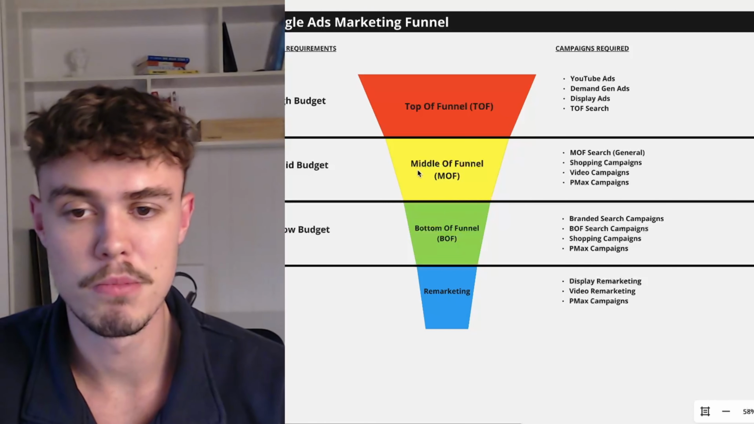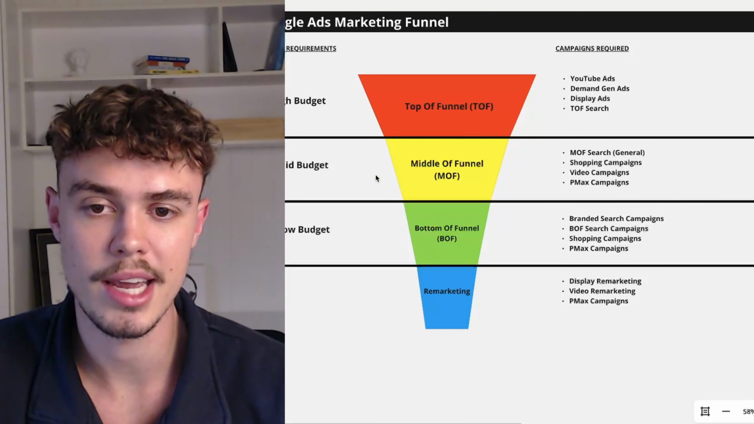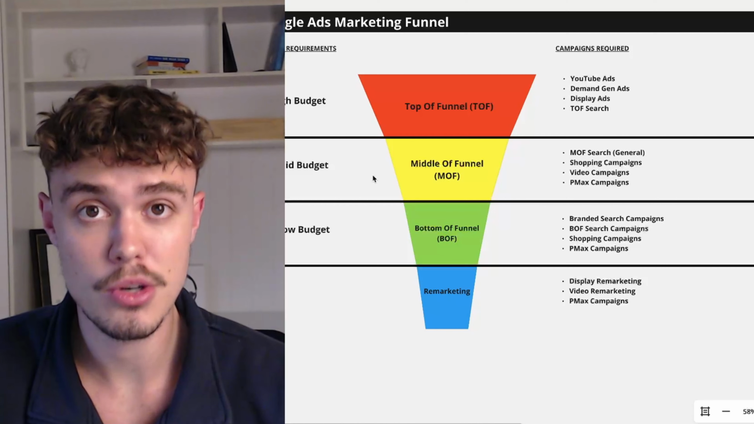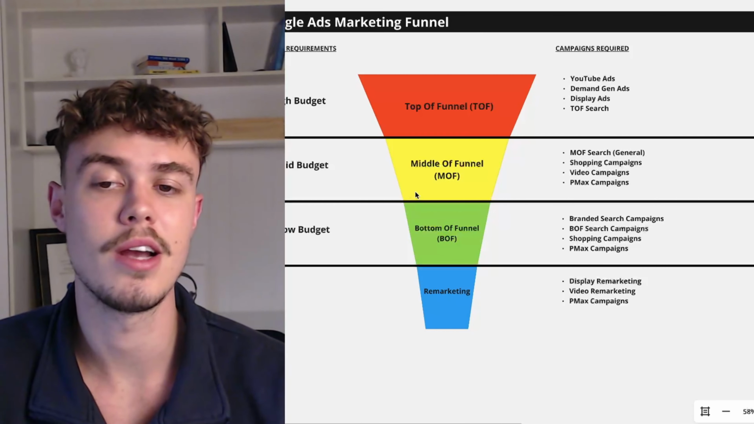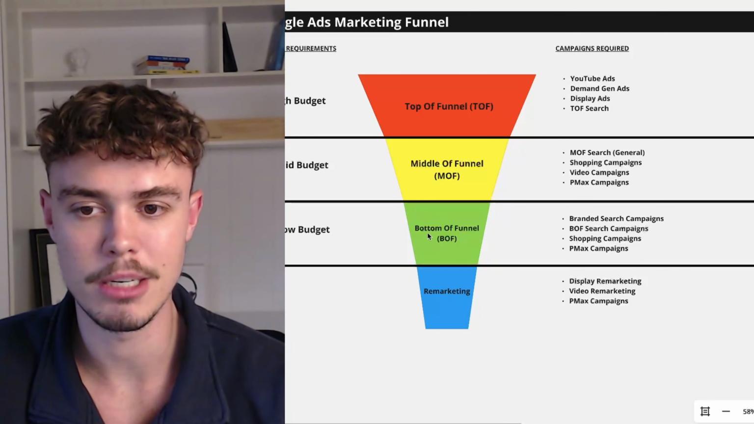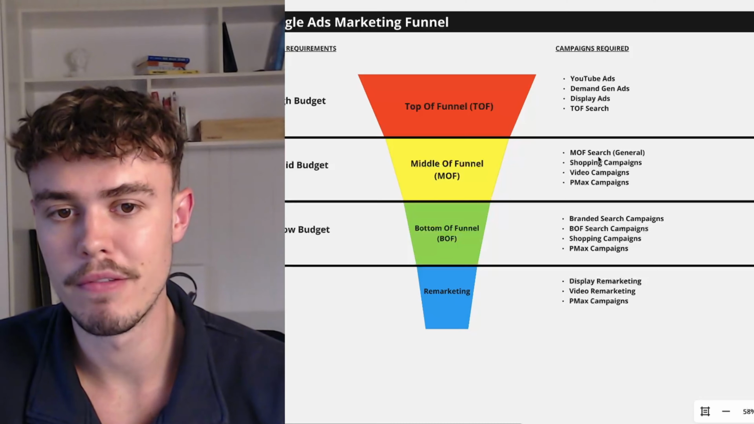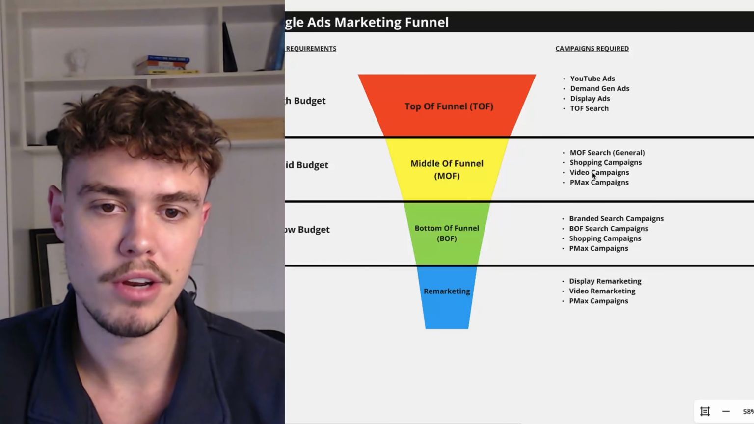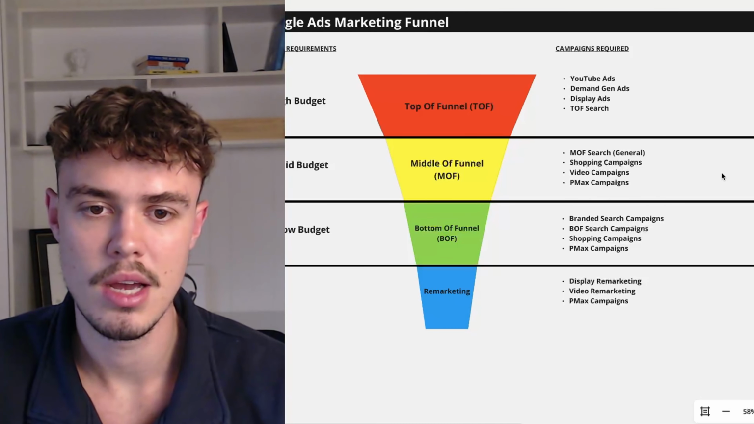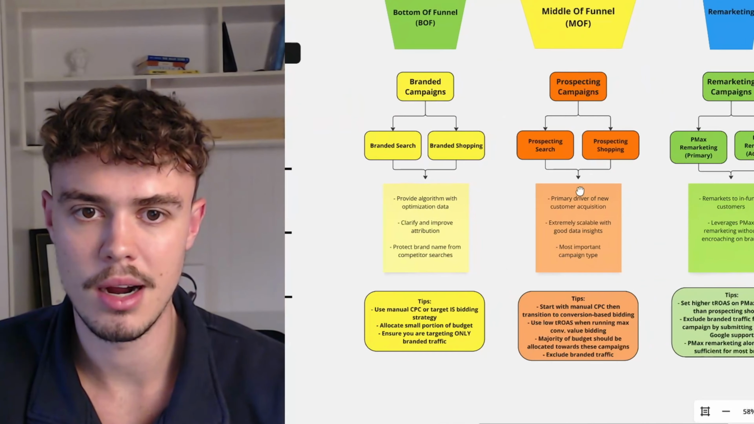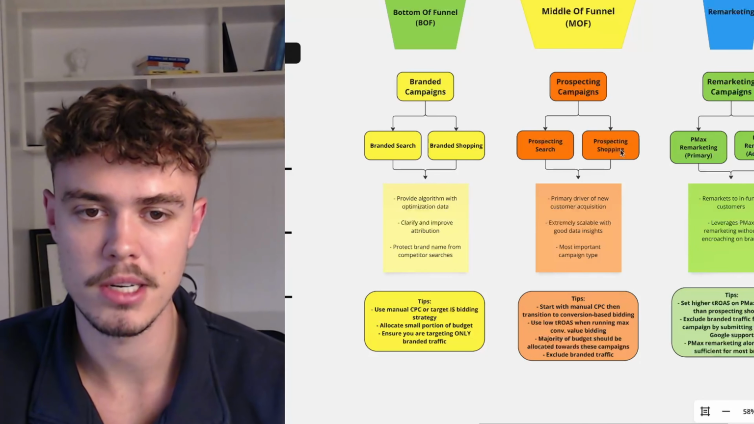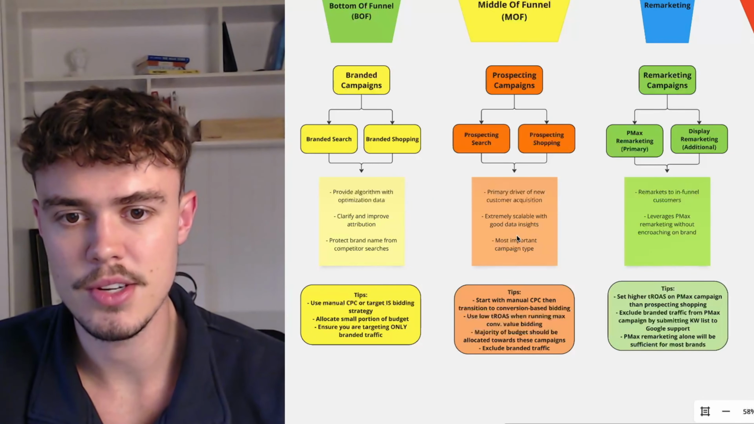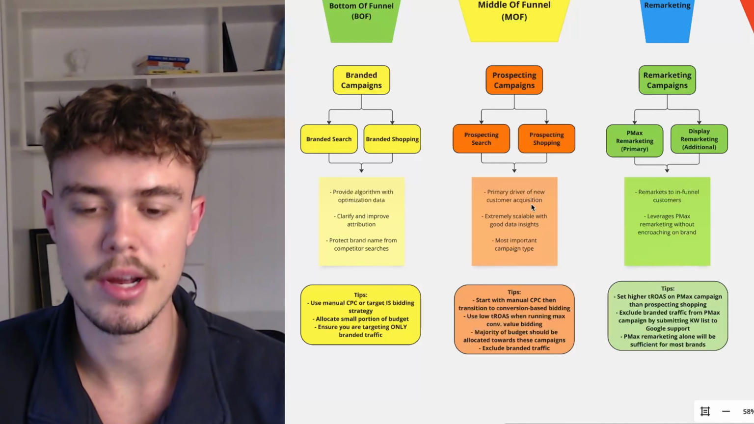The next phase is moving into middle of funnel traffic. And this is where you're trying to capture people who are still interested in your products, but not necessarily as high intent as these real ready-to-buy users. You do this through middle of funnel search, shopping campaigns, video campaigns, and PMax campaigns. The ones that we'll be talking about the most here are our prospecting shopping and prospecting search campaigns. So as you can see, these are our primary driver of new customer acquisition.